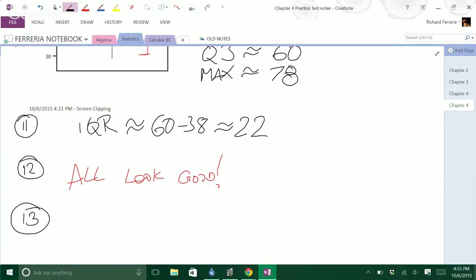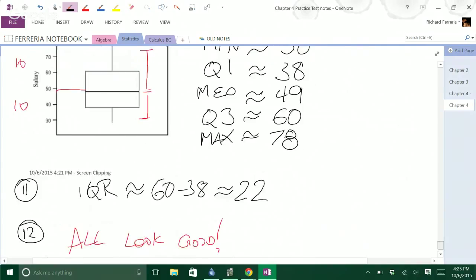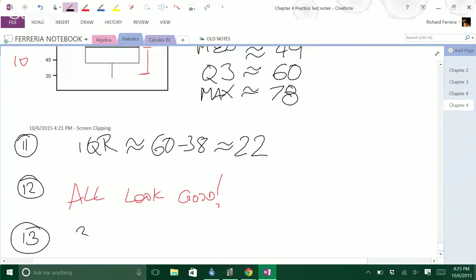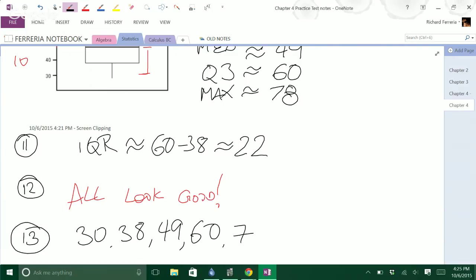Okay, last one was this. Based on, oh, we already did the 5-number summary. Look at that. And then 14, 30, 38, 49, 60, and 78. That's my 5-number summary.